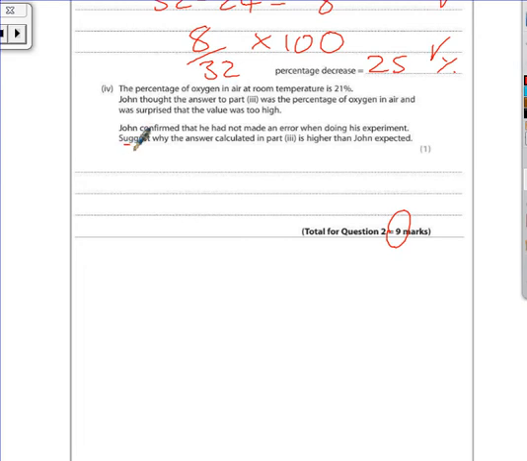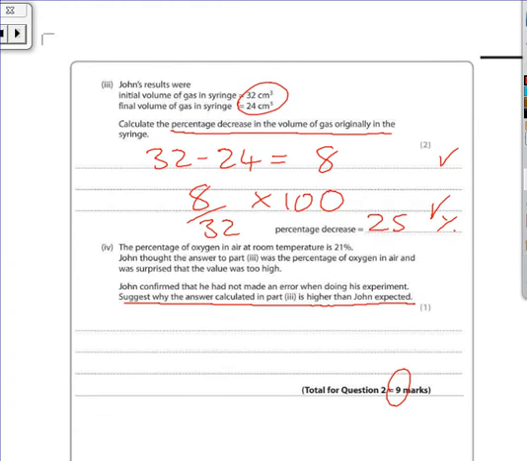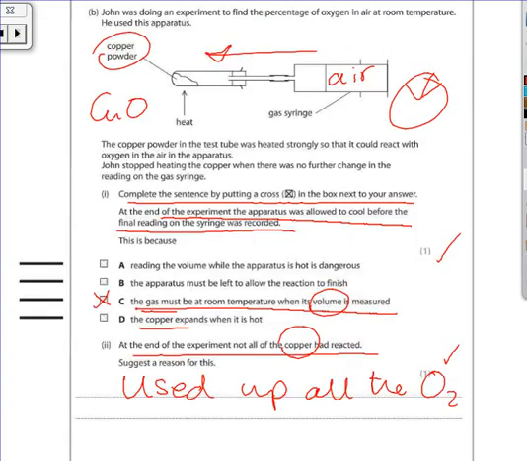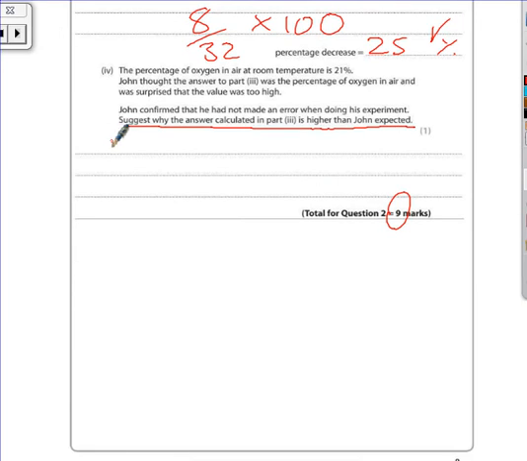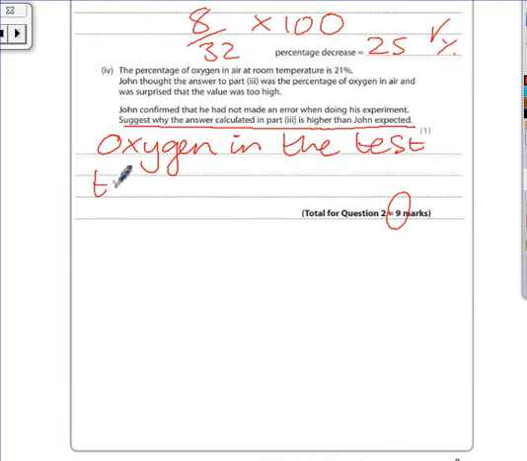So, why is the answer calculated in part 3 higher than John expected? Well, if we just have a quick look at the syringe on the last page. So he's putting air in from this syringe, that's measured to get his result. But there's already air in the test tube, which can react with the copper. So that's our answer for this one. If we say that air, or oxygen to be more specific, in the test tube also reacted, that gets us the 1 mark there.